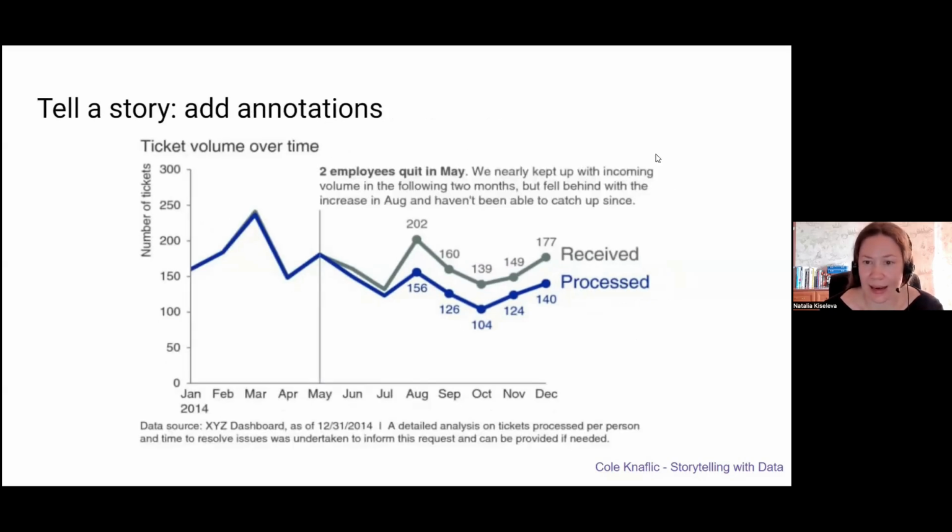Let's add the context. This is the power of storytelling. We're trying to put important elements on the chart. I think this example has too much text. Maybe I'll just write, 2 employees quit in May. And the other part I will just say aloud, like, we nearly kept up. But sometimes when you have to send your chart via email or make it a PDF and send it somewhere, you could write your notes on the slide.